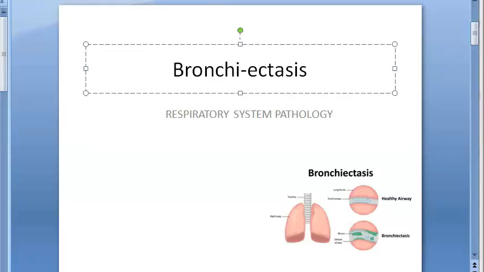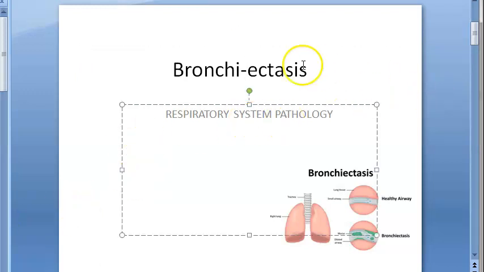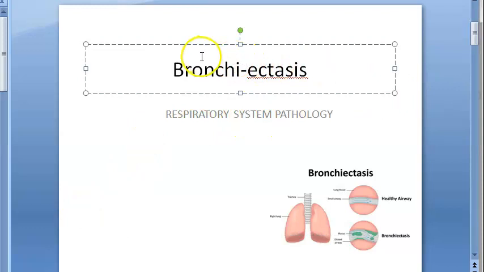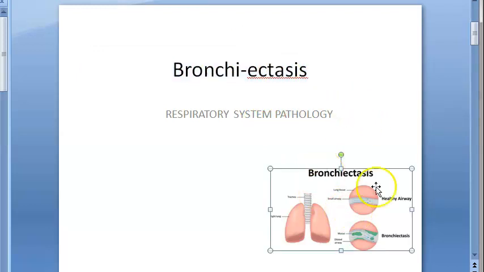Hello people, in this video we want to look at bronchiectasis. This is a respiratory system pathology. It is bronchiectasis, one word. I'll put a hyphen so you understand the spelling. Bronchiectasis. Now what does it affect?